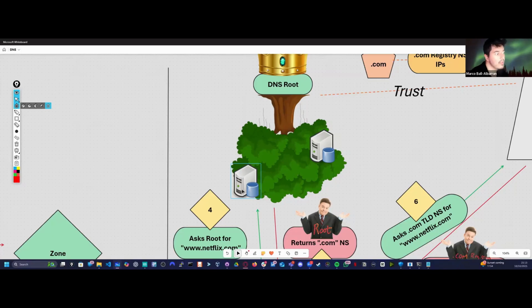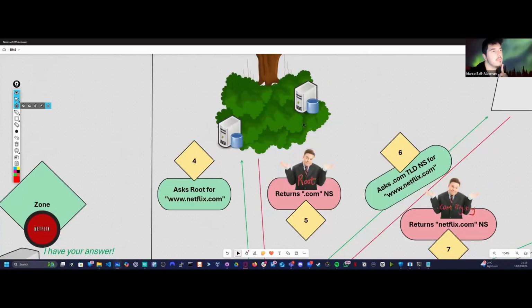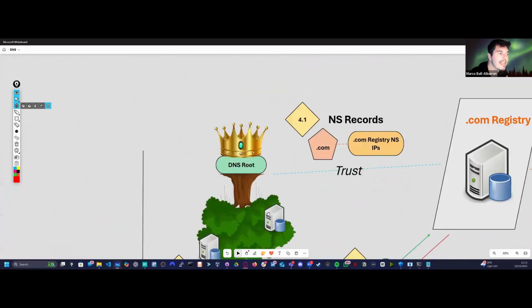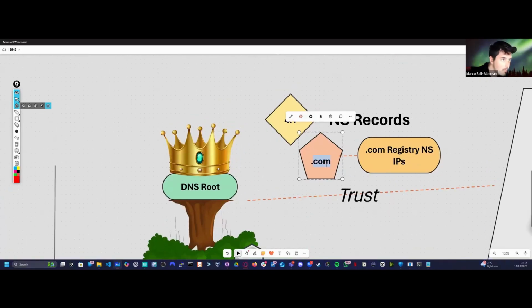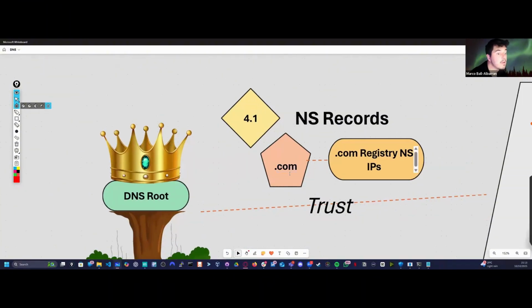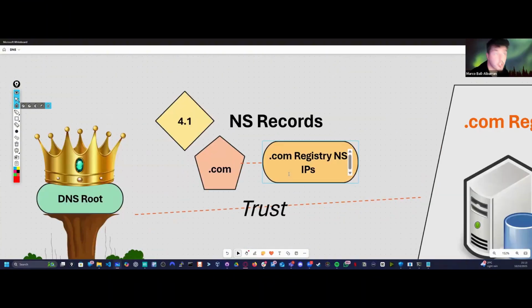So that DNS root won't be able to answer us, because this tree doesn't know where www.netflix.com is, but it can help us get one step closer. The root zone contains top-level domain records, for example .com, which is what we're interested in. Specifically, the name server records, which point you at the name servers for the .com TLD.